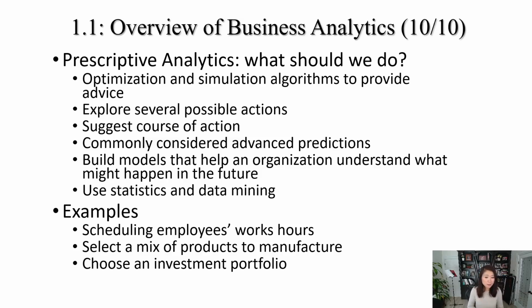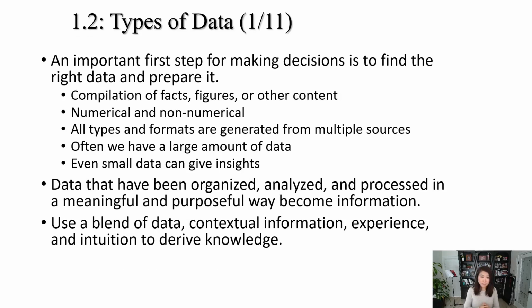So this is commonly considered advanced prediction. We build models that help an organization understand what might happen in the future, and we're going to use statistics and data mining techniques. So first, you try to schedule work hours, and you try to select the mix of products to manufacture. And lastly, you can choose an investment portfolio. Okay, so there are so many applications using linear optimization to solve real business problems. Okay, so in our next lecture, we will dive into the types of data.